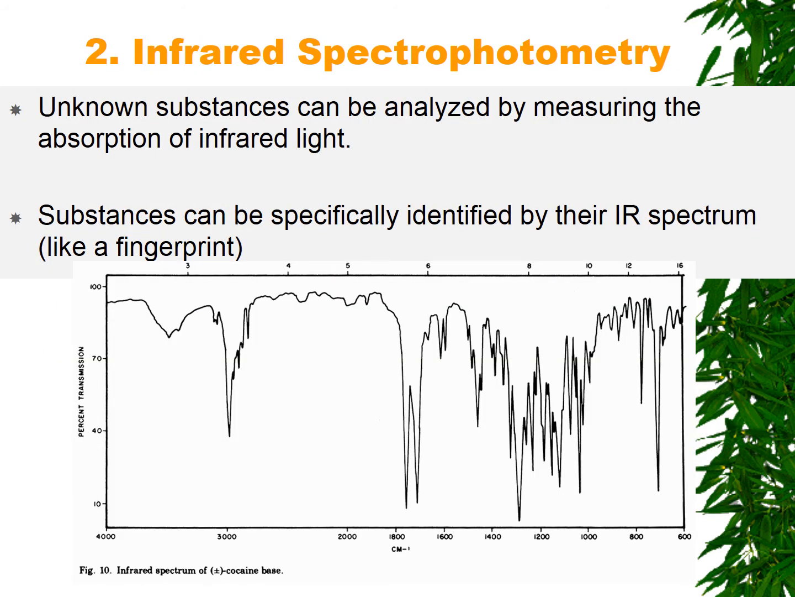So the next one is infrared spectrophotometry. So an unknown substance can be analyzed by measuring the absorption of infrared light. A substance can be specifically identified by its IR spectrum, its light fingerprint. Okay.